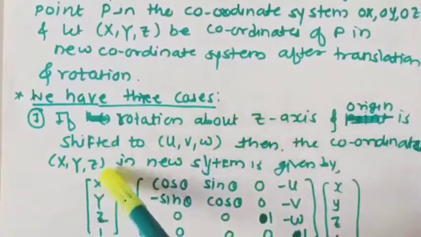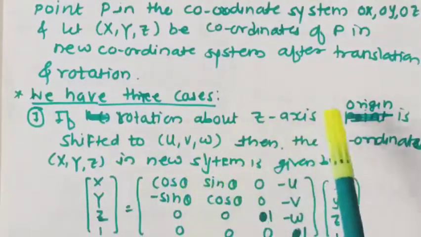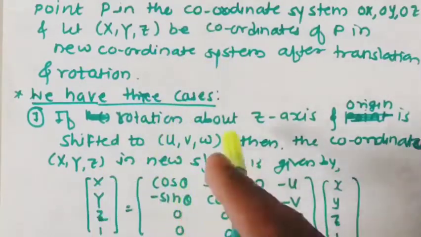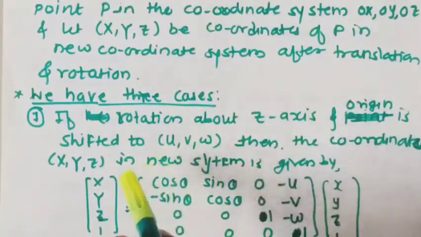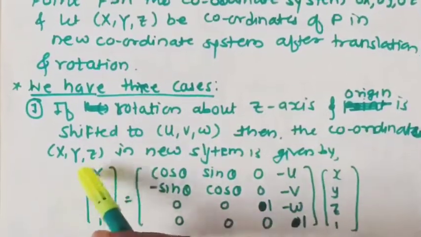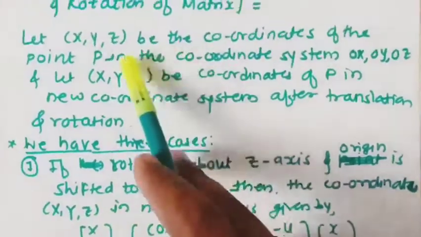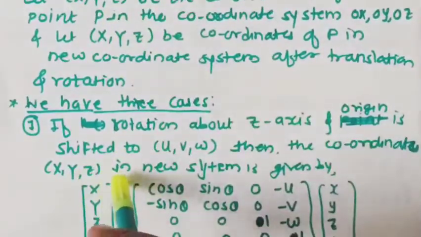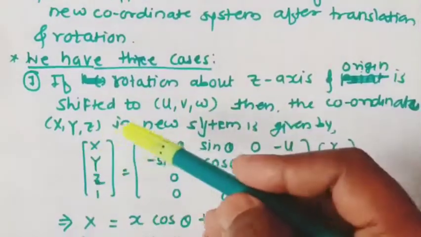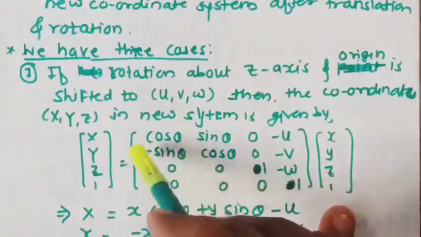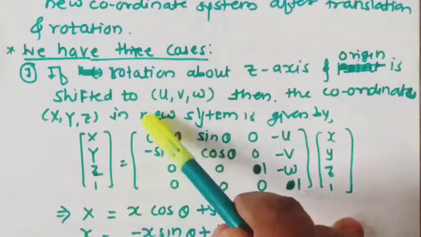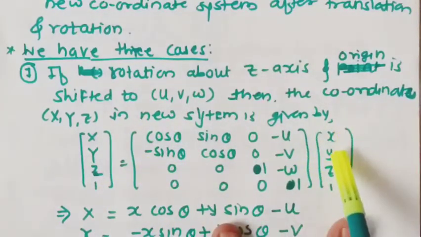The first case is: if rotation is about the z axis and the origin is shifted to the coordinates u, v, w. So if your origin is 0, 0, 0, and it is shifted to another point, that is u, v, w, then the new coordinates capital X, capital Y, capital Z of the new system will be given by, in matrix form, capital X, capital Y, capital Z, 1 equal to this matrix into small x, small y, small z, 1.